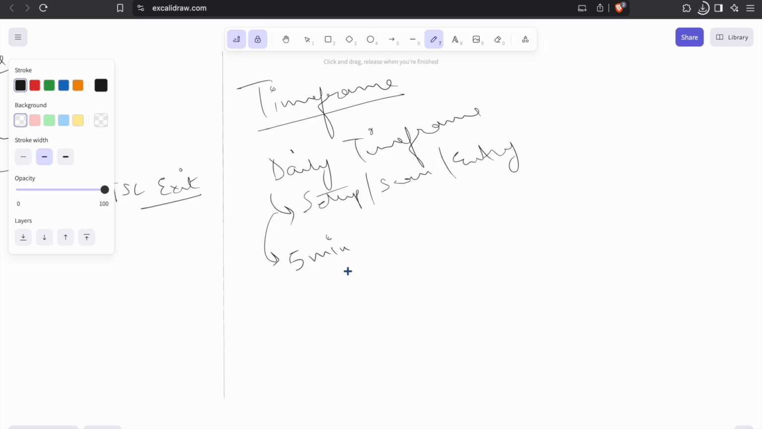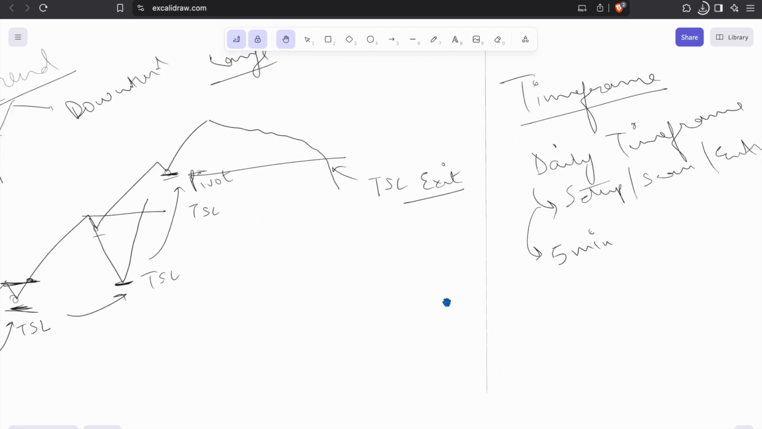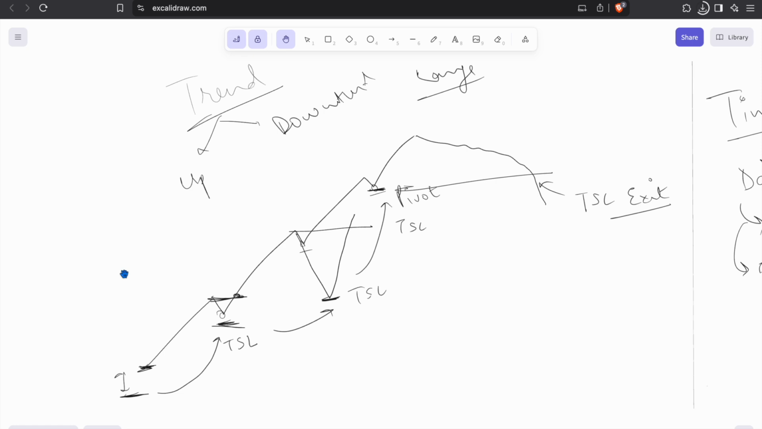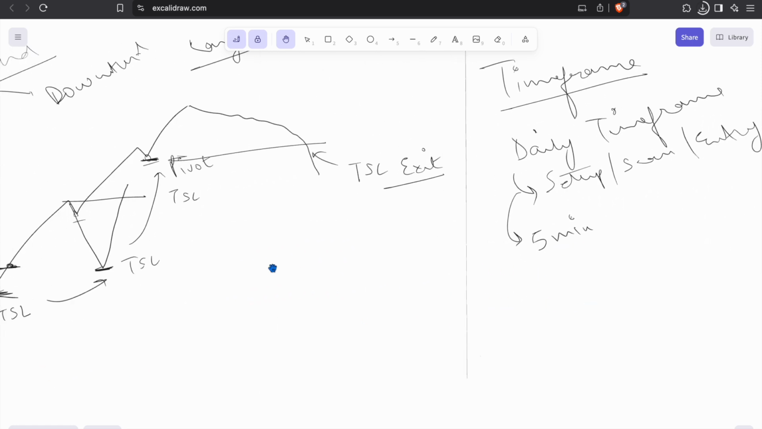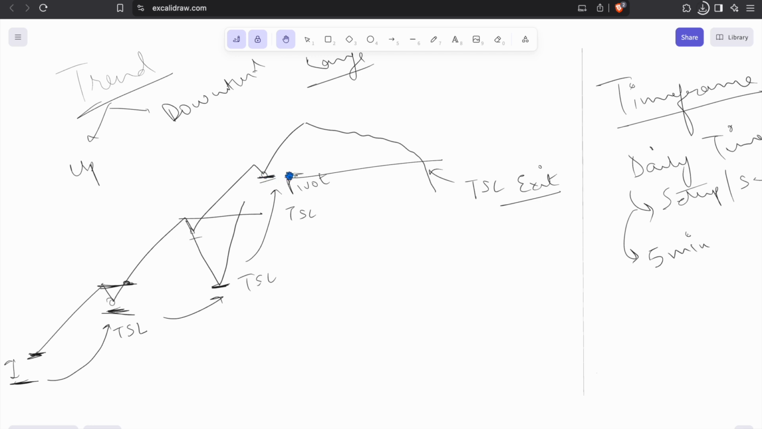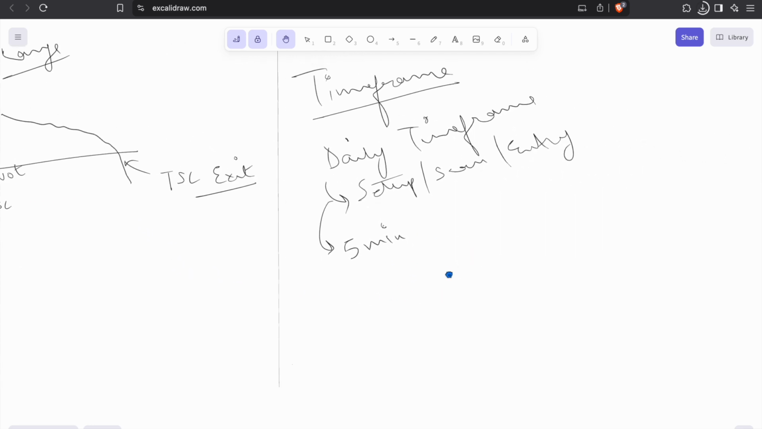In that case, you will have to look for trends on the 5 minute. Similarly, whatever I taught you on the left hand side, right? Now you can use this entire trend study, but on a 5 minute. And whenever this is broken on the 5 minute chart, you will simply take your exit.